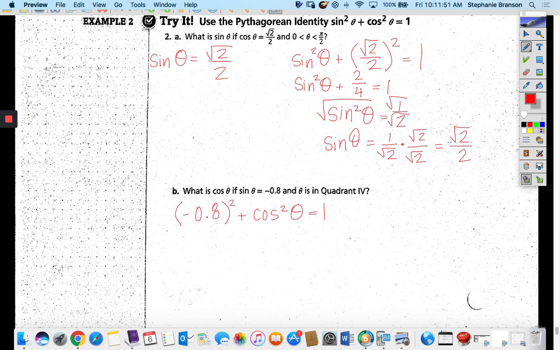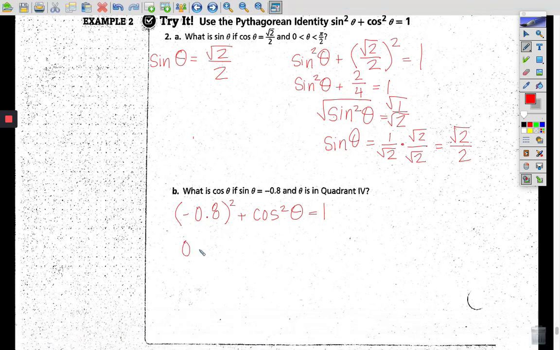So, can somebody put this in their calculator? Negative 0.8 squared. 0.64. All right. Is that what everybody else got too? 0.64 plus cosine squared of theta is equal to 1. So we want to get cosine squared of theta by itself, so I need to subtract 0.64. So what's 1 minus 0.64?